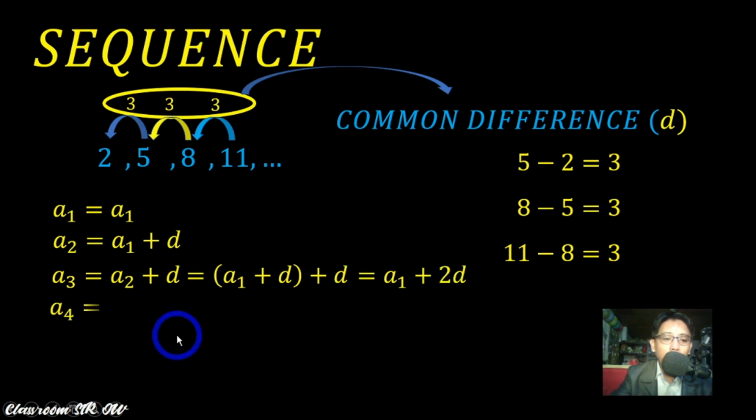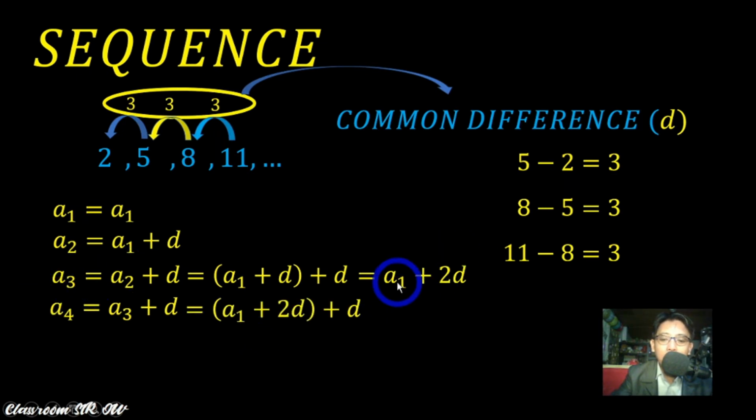Now let's go to the fourth term. The fourth term is 8, the third term, added by the common difference. That is why we obtain 11, which is our fourth term. But a sub 3 is equal to a sub 1 plus 2d, isn't it? You look here: a sub 3 is just equal to a sub 1 plus 2d. So adding d, there are now 3 common differences. That is why it is equal to a sub 1 plus 3d.